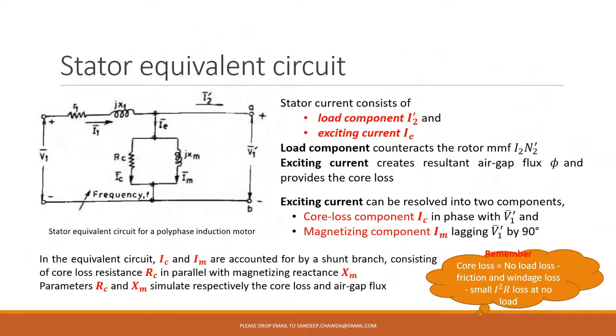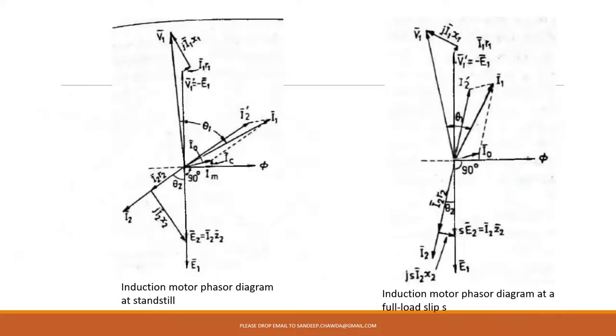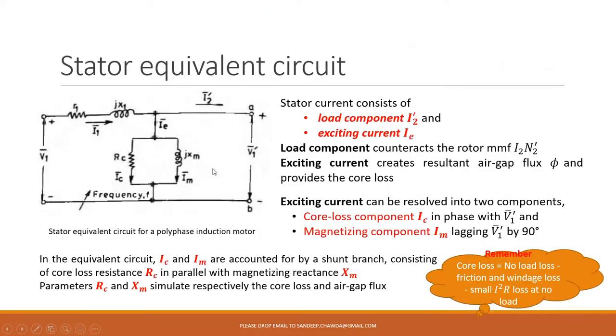And your magnetizing component will lag V1 dash by 90 degrees. So we were drawing it here. This is your V1 dash, and you could see the 90 degrees. The core loss, we know, can be obtained by subtracting the friction and windage losses and the small I square R losses at no load from the no load losses. When you subtract these two, you are going to get the core losses.